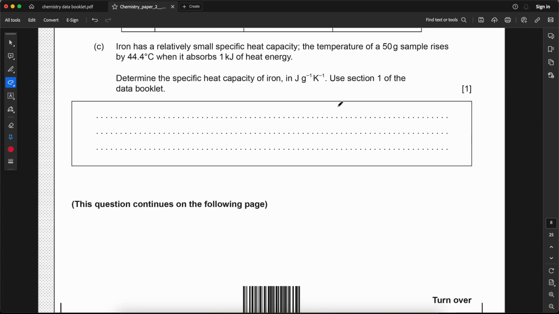Iron has a relatively small specific heat capacity. The temperature of a 50-gram sample rises by 44.4 degrees Celsius when it absorbs 1 kilojoule of heat energy. Determine the specific heat capacity. So that would be c equals q divided by m times delta T, which is 1000 joules divided by 50 times 44, and you will get 0.45 J per gram per Kelvin.